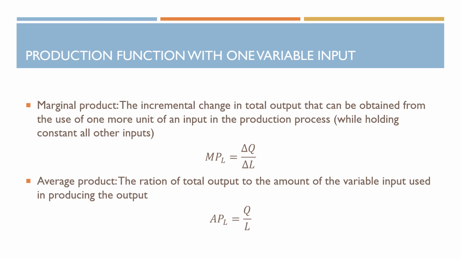So for example, if we are changing from 5 workers to 10 workers, then the change of labor will be 10 minus 5. And during that period, when we are changing from 5 workers to 10 workers, the output changed from 100 units to 150 units. So therefore, we use 150 minus 100, and we will get the change of quantity of outputs. And the average product basically uses the total output at a particular point divided by the total number of workers at that point of time.